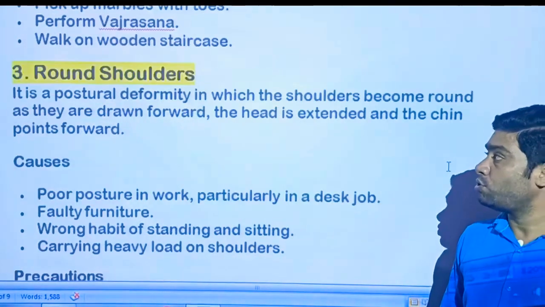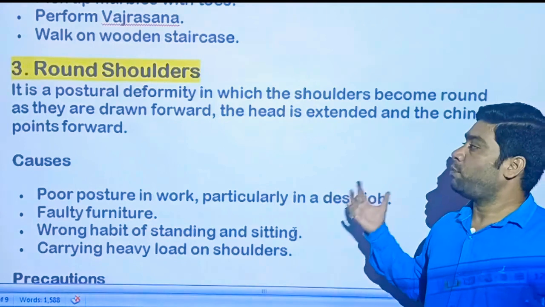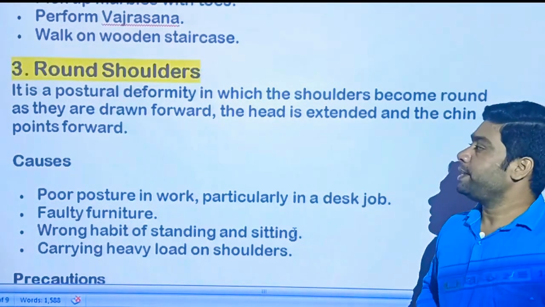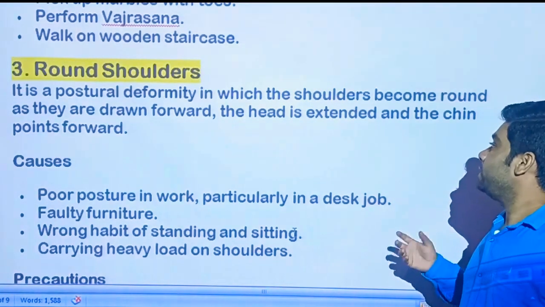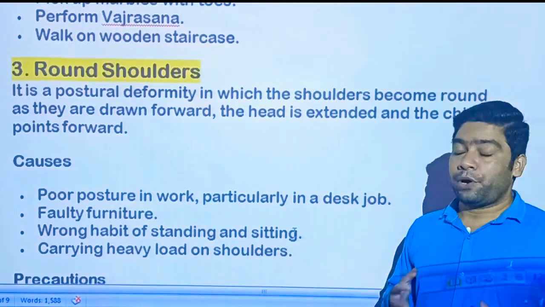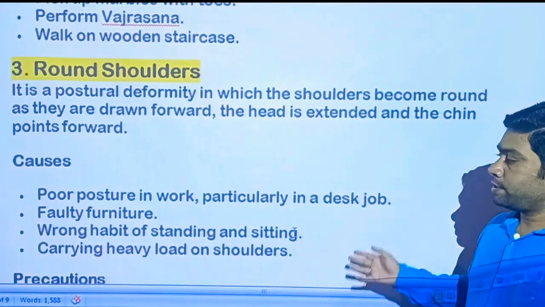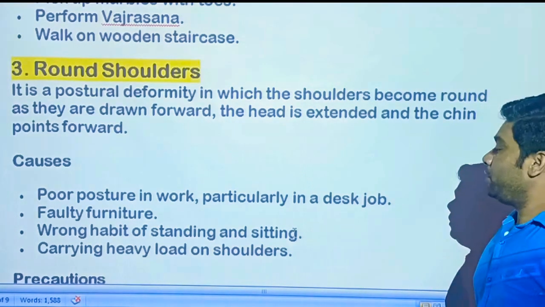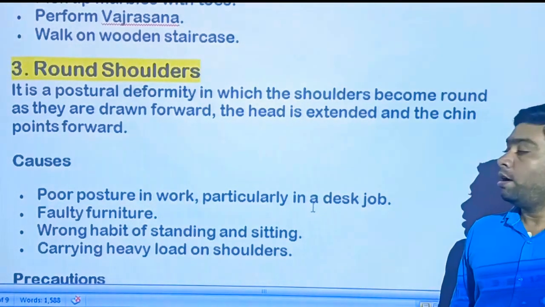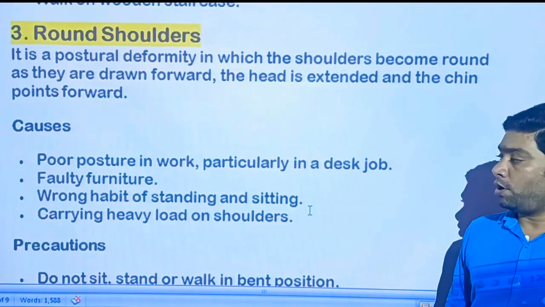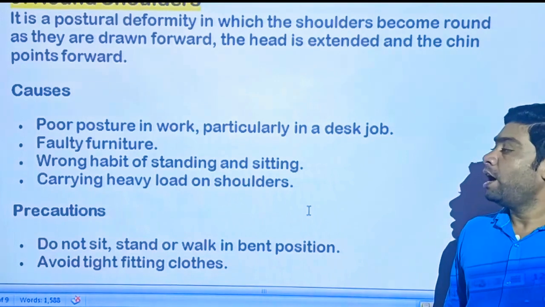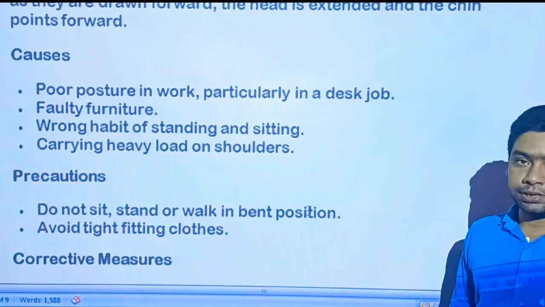The third one is round shoulders. Round shoulders is a posture deformity in which the shoulders become round as they are drawn forward. The head is extended and the chin points forward. Causes: poor posture at work, particularly in desk jobs, faulty furniture, wrong habits of standing and sitting, and carrying heavy loads on the shoulders.